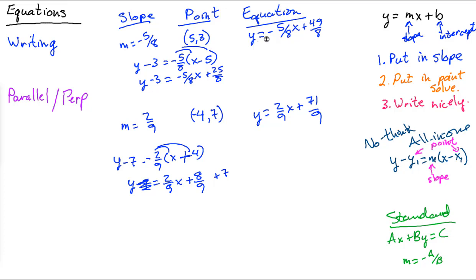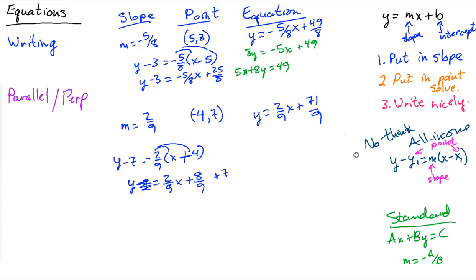And so if you want to turn this into standard form, you've got to times everything through by 8, -5x plus 49. And that's the cool thing about standard form, is that there are no fractions. And then add 5x over here, and you get 5x plus 8y equals 49. And you'll notice, hey, look, -5/8 was indeed the slope.